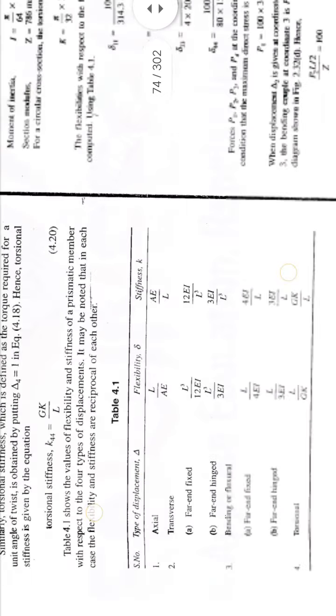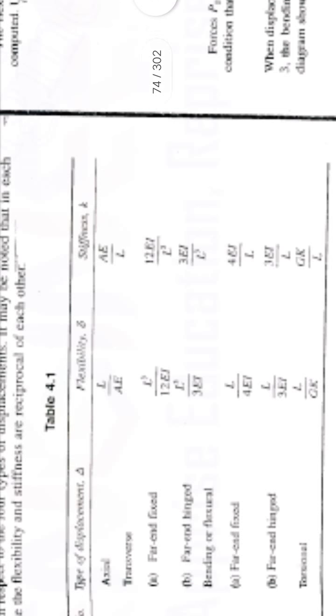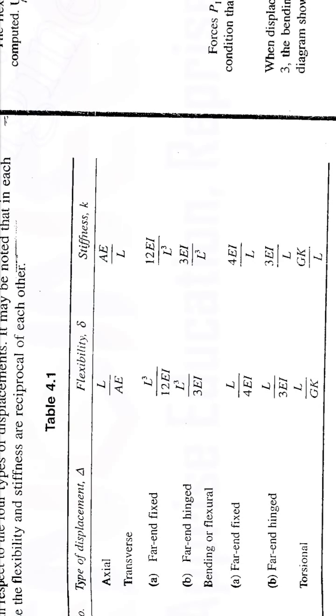By using these formulas. If you have an axial load acting on the frame, then for the types of displacements, if it is flexibility, we will consider the axial loading condition, that is L by AE. If it is stiffness, it is AE by L. Next, for the transverse case with far end fixed, it is L cube by 12EI for flexibility, and for stiffness, 12EI by L cube.